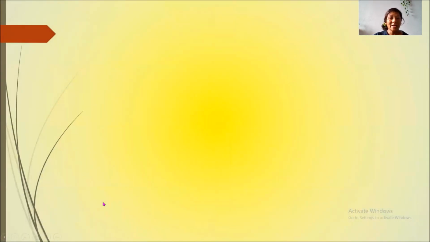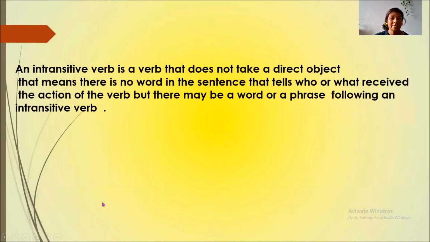So here, an intransitive verb is a verb that does not take a direct object. That means there is no word in the sentence that tells who or what received the action of the verb, but there may be a word or phrase following an intransitive verb. Okay. "A bird flies in the sky." In the sky is the phrase. There is no object, but it is following the intransitive verb.